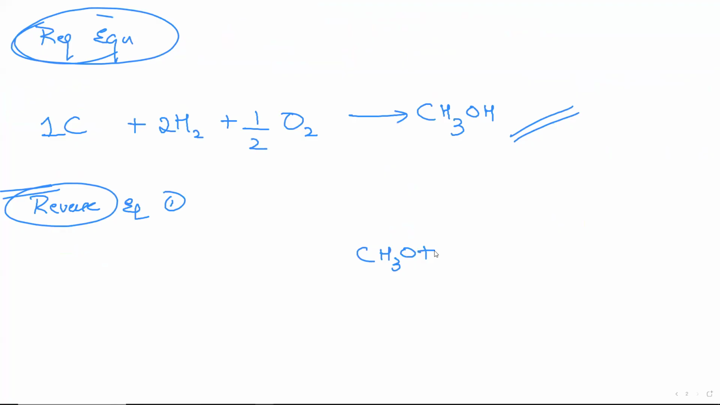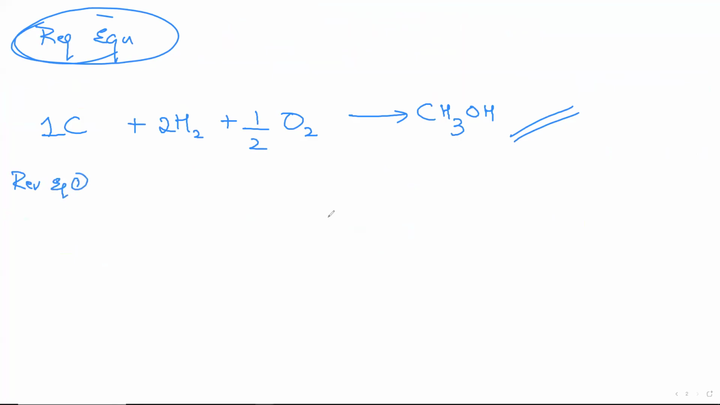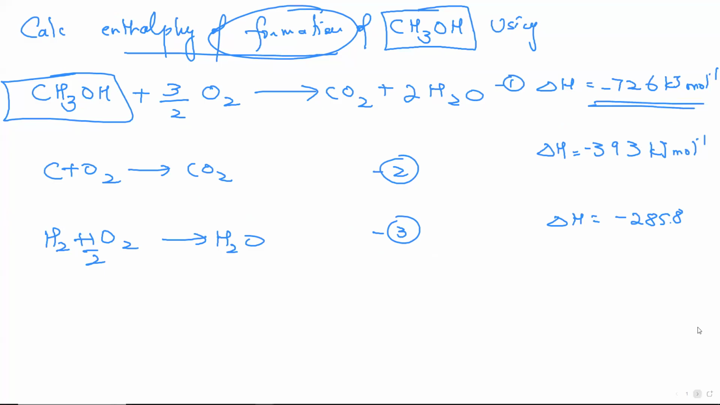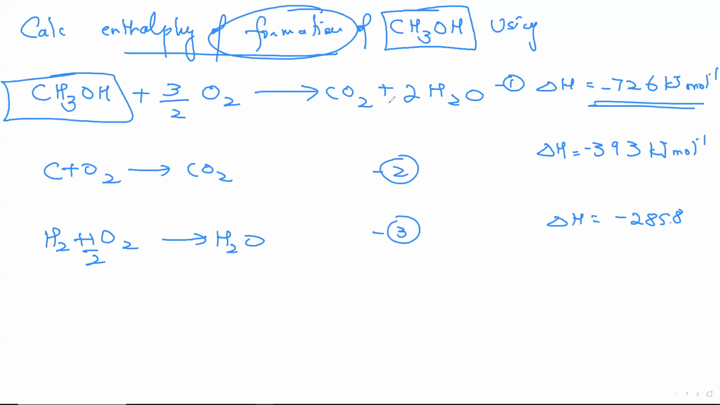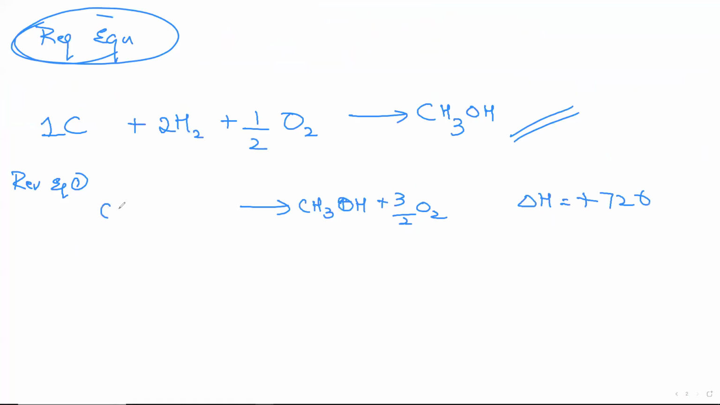Guys, I don't think I'll be able to fit here. One minute, wait. I'll start from here. Reversing equation 1. CH3OH plus 3 by 2 O2 I write. Before writing anything, delta H is equal to, the question said minus, change it, becomes plus 726. I'm not going to write the units. Now here, CO2 plus 2H2O. I'll copy that. CO2 plus 2H2O.